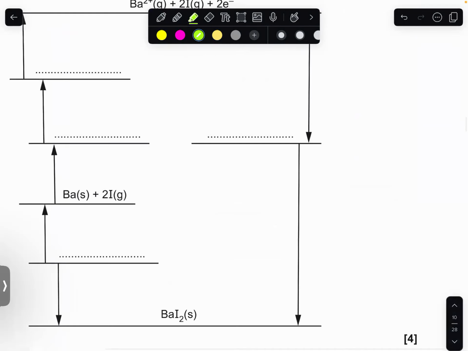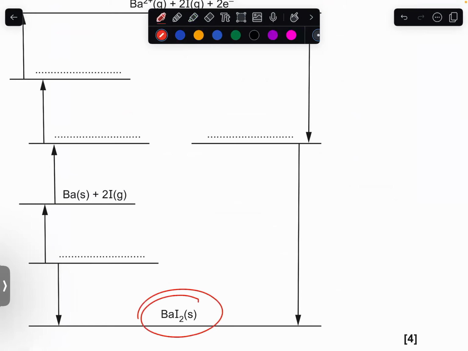Now, first of all, let's start off with the definition. What is meant by the term lattice enthalpy? Lattice enthalpy is where 1 mole of an ionic compound is formed from its gaseous ions. And we put in our gaseous ions there. And that's a 2 there.